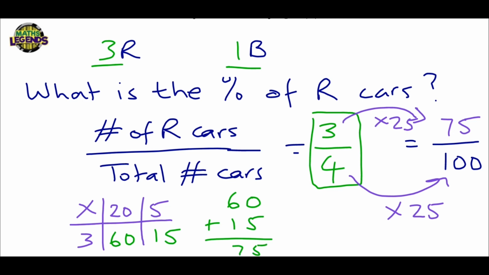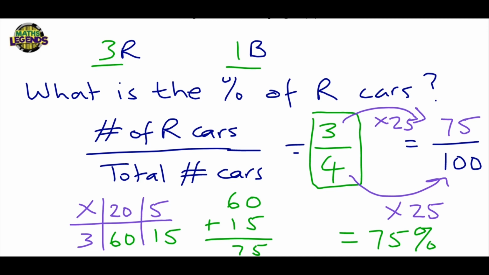Add the 2 numbers that we just wrote in green, 60 plus 15, and you get 75. So now that we wrote it out as 75 out of 100, we haven't answered the question fully, so we need to write this out as 75%. So the percentage of red cars is 75%.